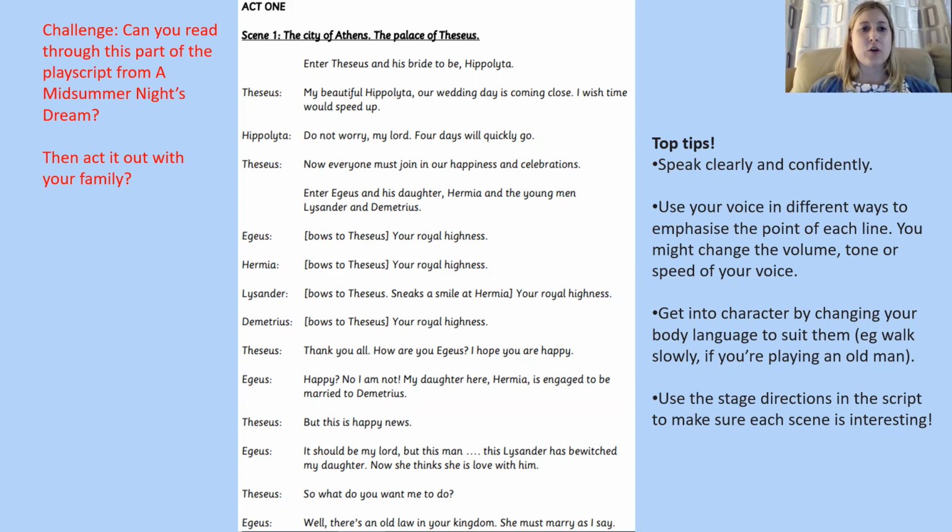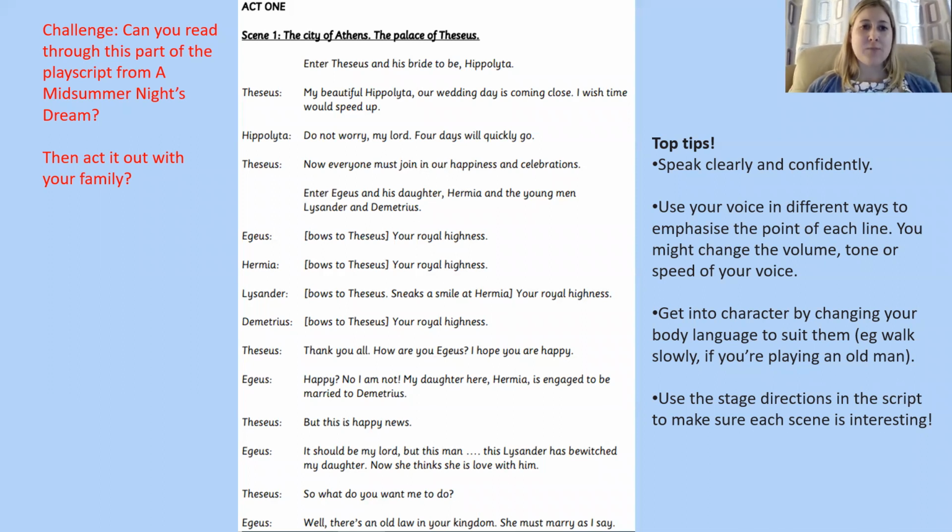So we've got Theseus, Hippolyta, Aegeus, Hermia, Lysander, Demetrius, and these are our characters in this part of our play. So this is Act 1, Scene 1, so the very beginning of our play.